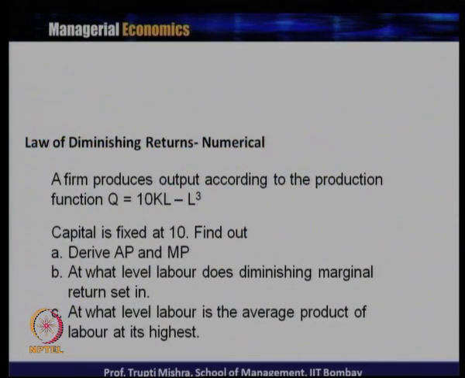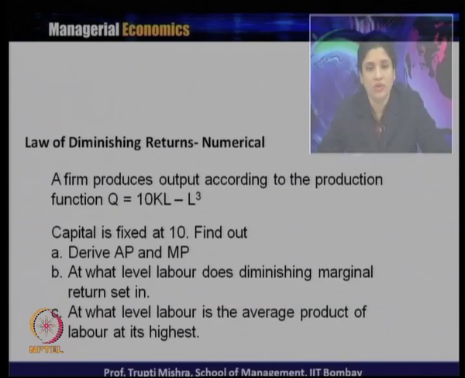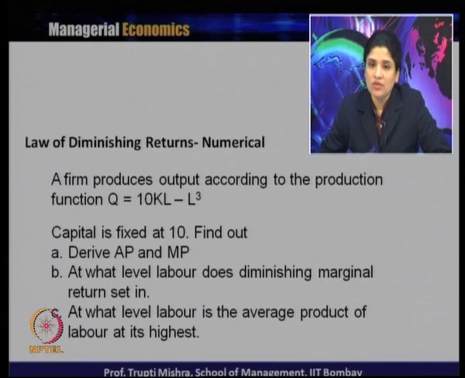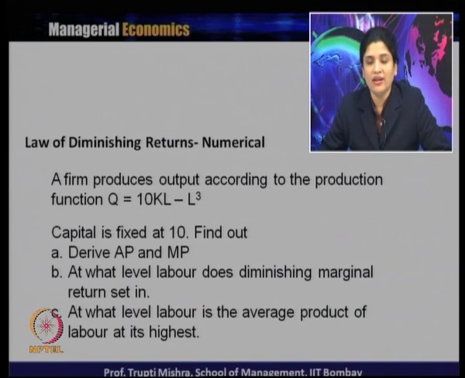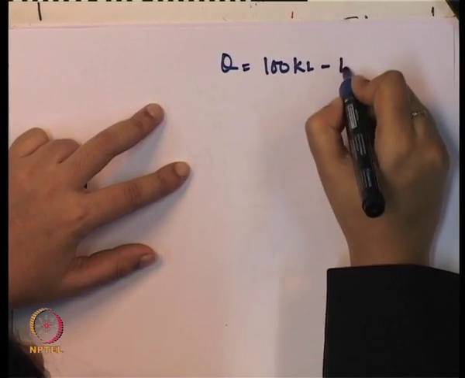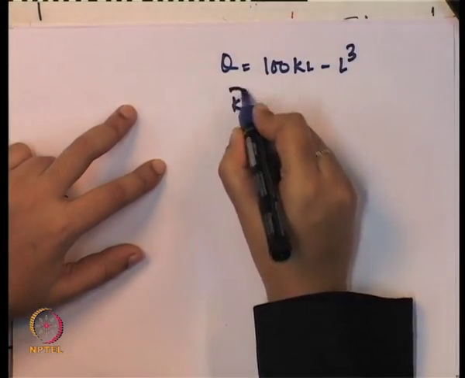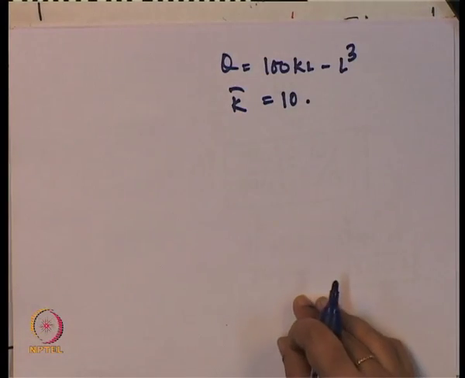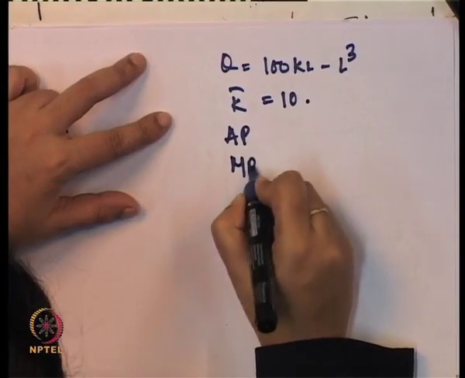Now, if you remember, in the last class we talked about the short run production function, that is in terms of the law of diminishing returns. Next we will see numerically how we get the values of the three stages of production, and how we find the average product and marginal product, at what level the diminishing marginal return sets in, and at what level of labor the average product of labor is highest. So, the firm produces output according to the production function Q is equal to 100 KL minus L^3. Capital is fixed at 10 because this is a short run production function. Now, we need to find the value of average product and the value of marginal product.